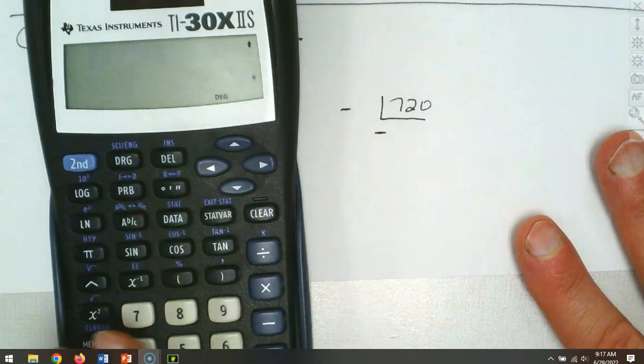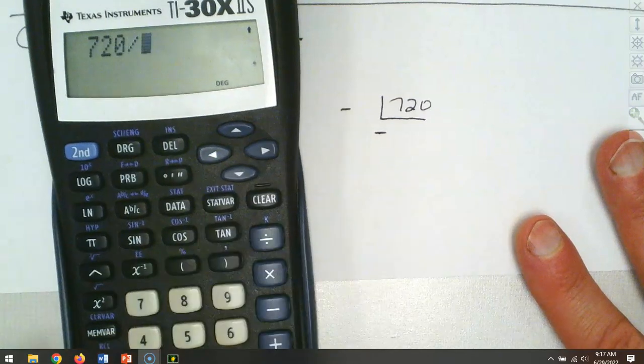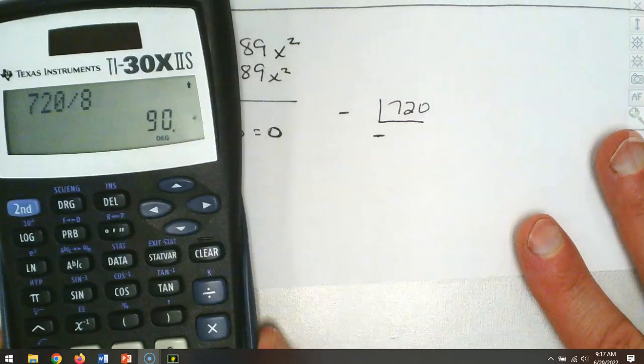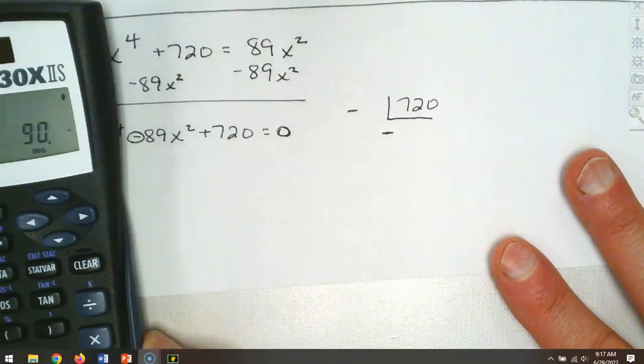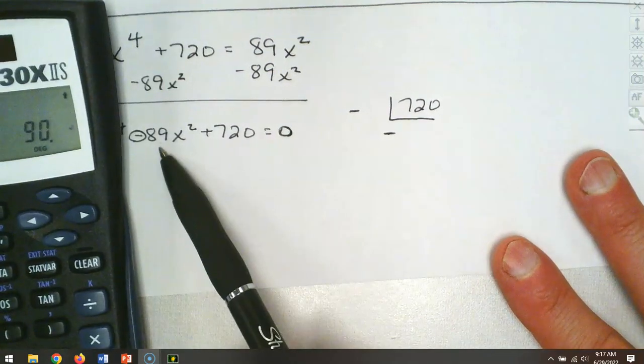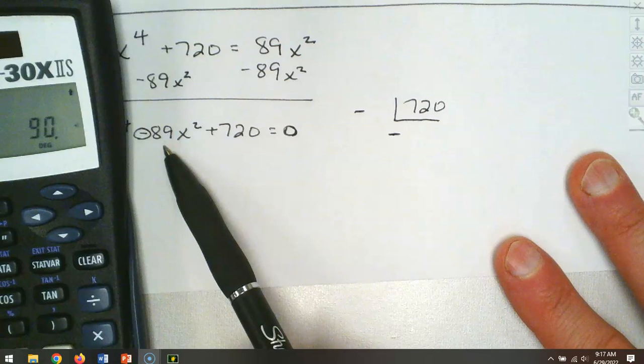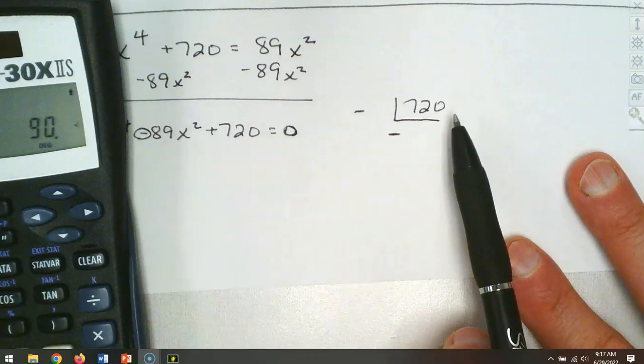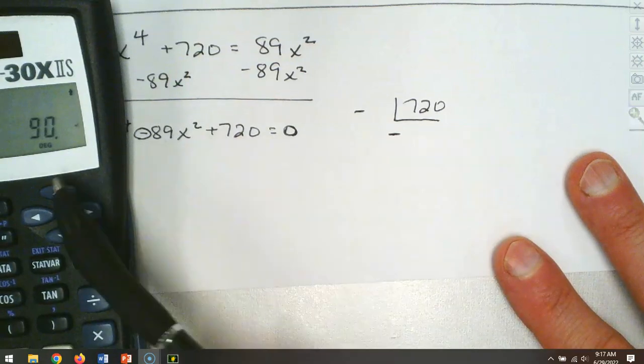So let's try an 8. See if 8 will work. 8 and 90. Okay. 8 and 90 is a 98. We need an 89, so we're still too big. Now we know 10 is 82, and it's too small. We did an 8, so let's try a 9.